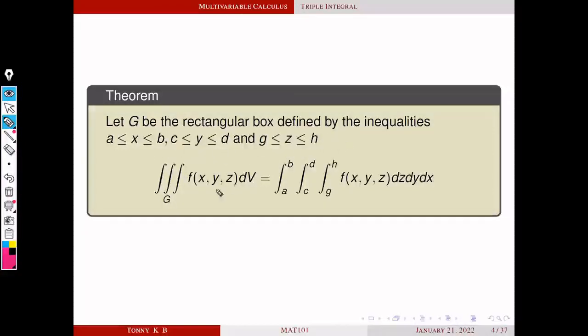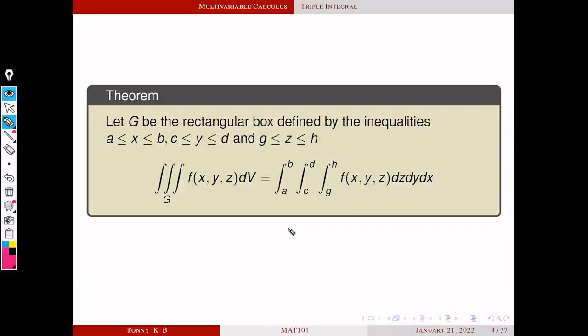Then we can evaluate the triple integral over that solid G, the rectangular box, using iterative integration. I think all of you are familiar with this integration. First you integrate with respect to z, then we substitute the limits, then you integrate with respect to y, then with respect to x. And one more thing here: the order of integration does not matter because all the limits are numbers.